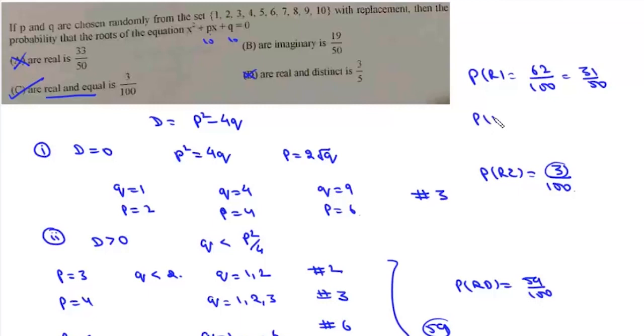Now they'll be imaginary if they are non-real. So it will be 1 minus 31 by 50, and that will be 19 by 50. That means option B is correct. So the correct options are B and C.